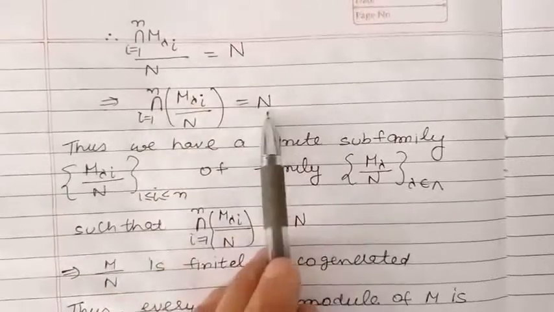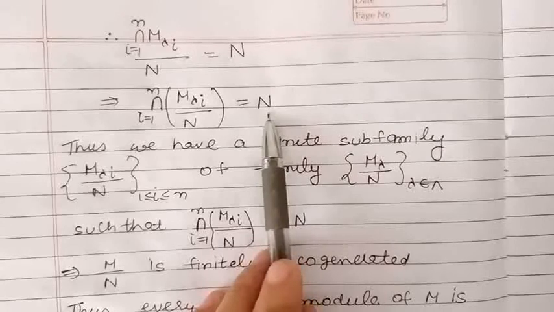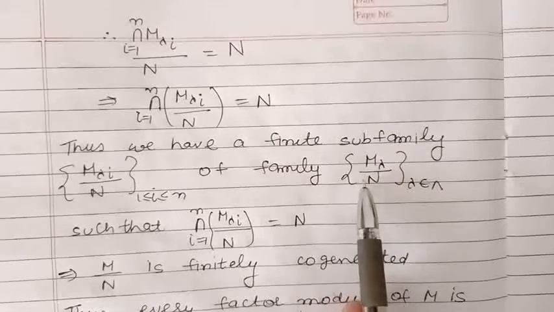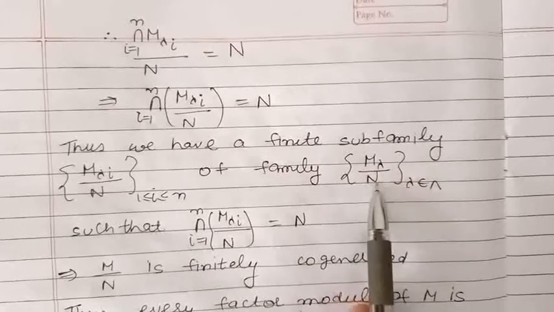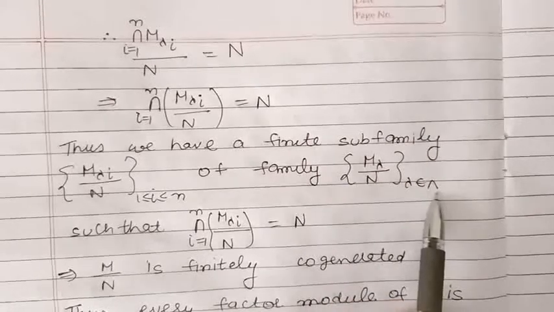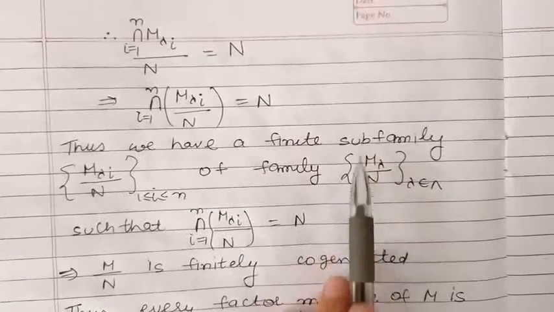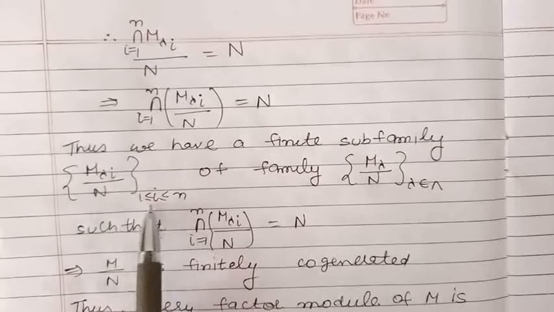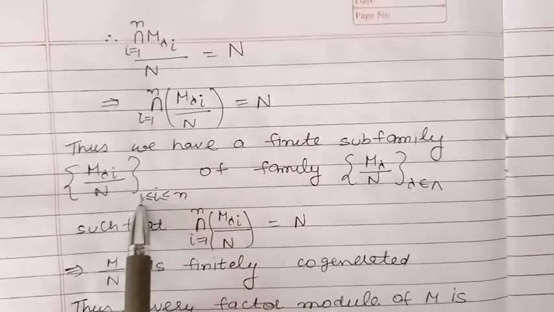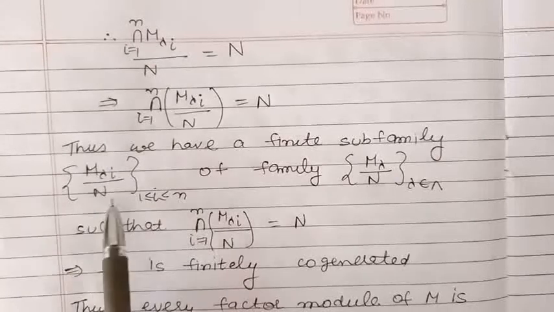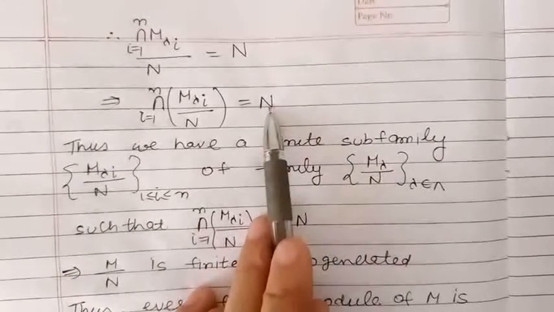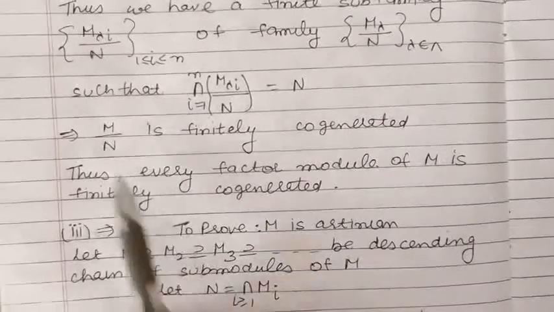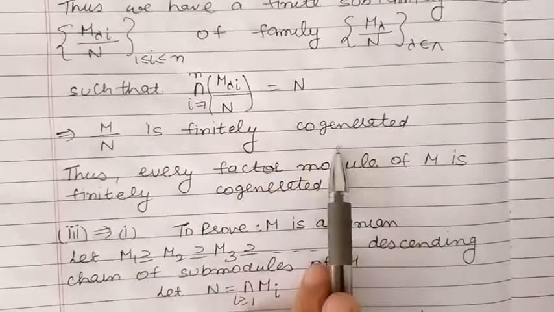This intersection is N. We have taken the family of submodules of the factor module M by N, which is M lambda by N, where lambda belongs to the index set, and we have obtained a finite subfamily of this family, which is given by M lambda i by N. Here i varies from 1 to n, and we have shown that the intersection of the members of this subfamily is 0 of M by N, and this proves that the factor module M by N is finitely co-generated.